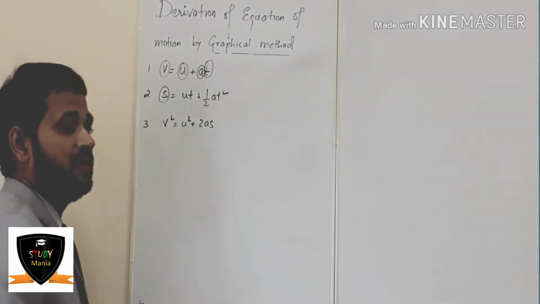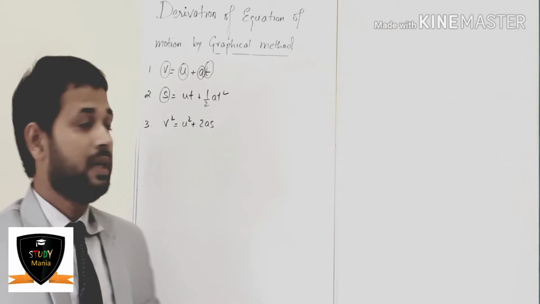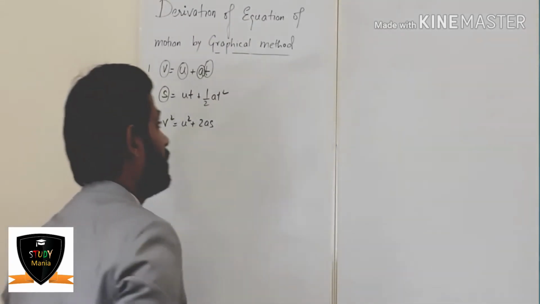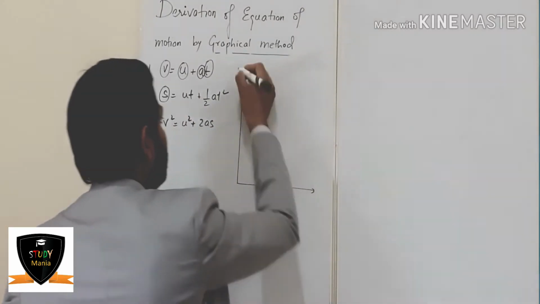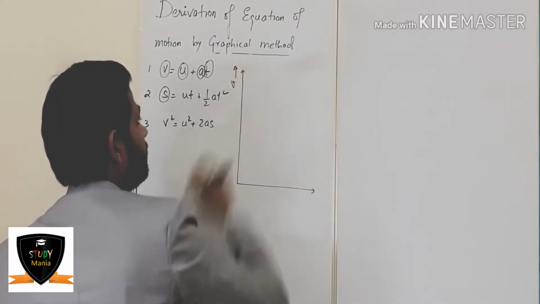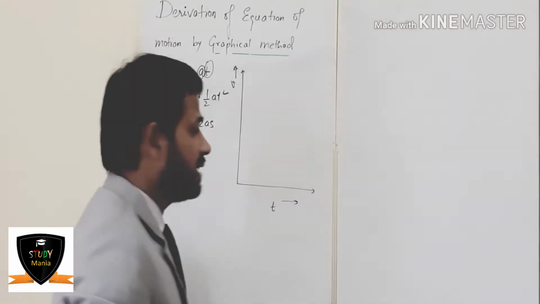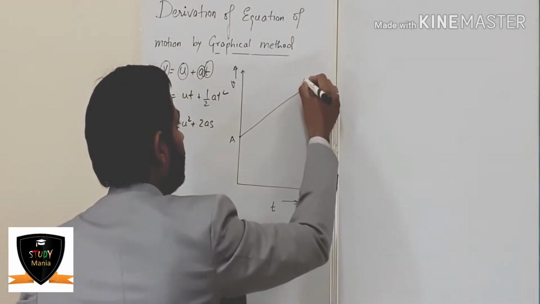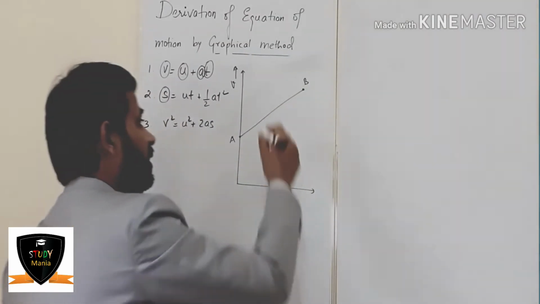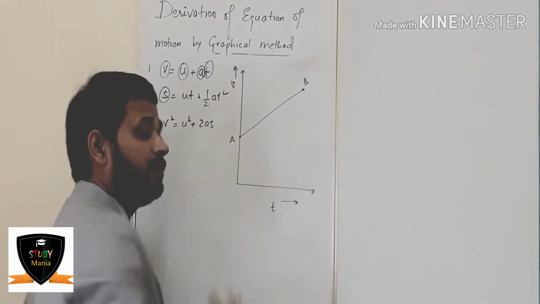Before starting the derivation of these three equations, we must have an idea of the velocity time graph. What is a VT graph? Before starting this derivation, you should know the concept of this graph. Let's say on the y-axis we take the velocity v and on the x-axis we take the time t. Let us take an assumption: a body is moving from A to B with constant acceleration. This is our assumption to derive all these three equations of motion.